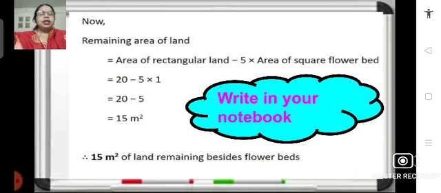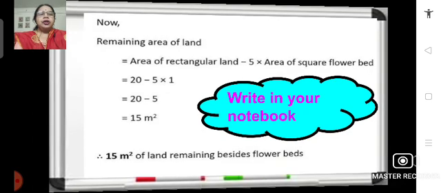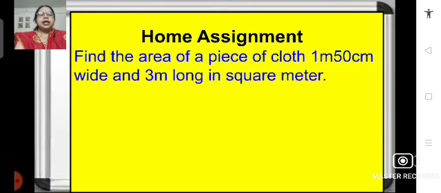Now, with this we come to the end of the session, but before we do that, let's have a look at the home assignment that is given. You have one problem given in the home assignment. Find the area of a piece of cloth 1 meter 50 centimeter wide and 3 meter long in square meter. We have discussed the same type of problem in this session. So, you refer to that and please solve this problem. Thank you.